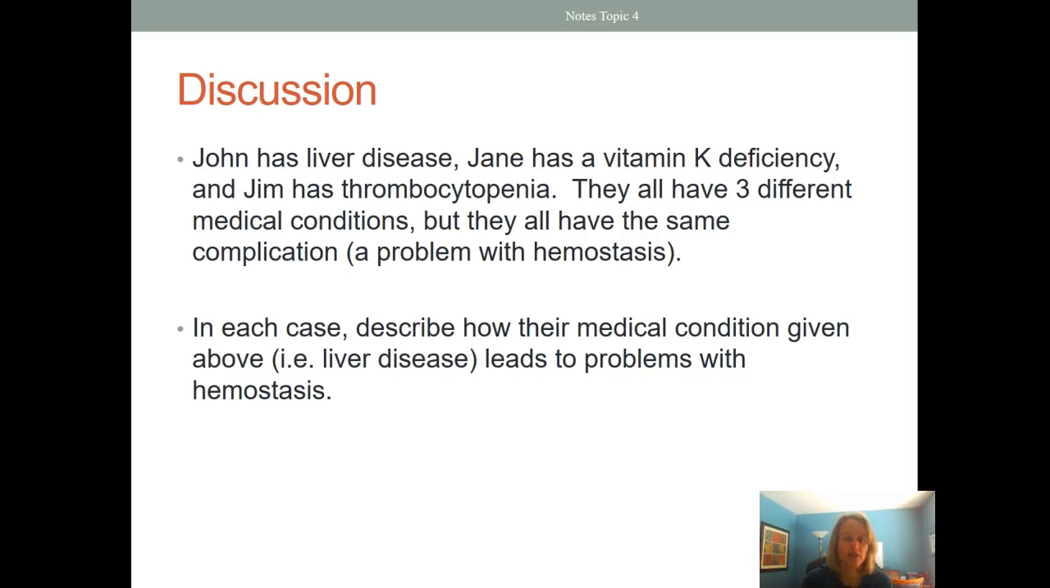Okay, so John, he has liver disease, and remember the liver makes most of the clotting factors. Jane has vitamin K deficiency. Remember, vitamin K is necessary for activation of 4 of the clotting factors. And Jim has thrombocytopenia, which means a low platelet count. And so he's going to have trouble clotting because he doesn't have enough platelets.